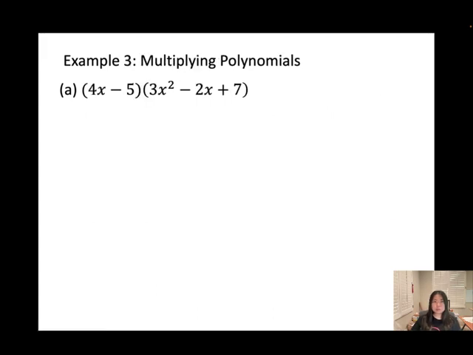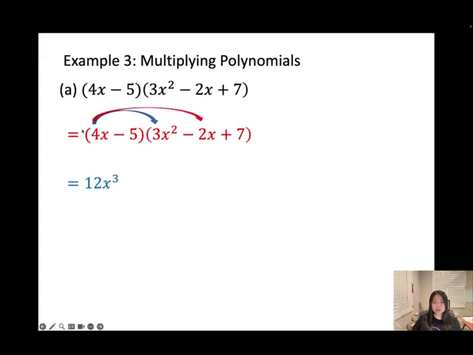Multiplying polynomials. For multiplying, you want to distribute one by one. Okay, let's do it together. So the first one, I'm going to take care of 4x times 3x squared. That will be 12x to the third. Then the second one, that will be 4x times negative 2x, so that will be negative 8x squared. And then 4x times 7, so that will be 28x.